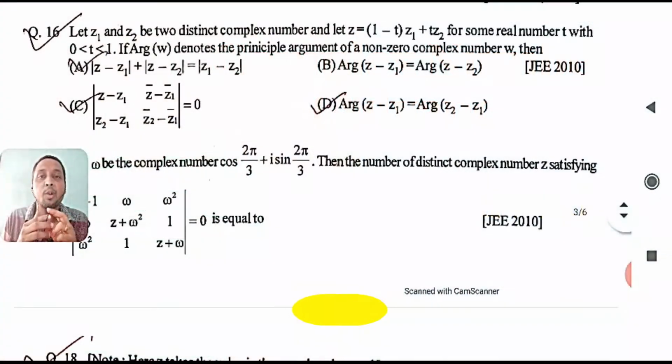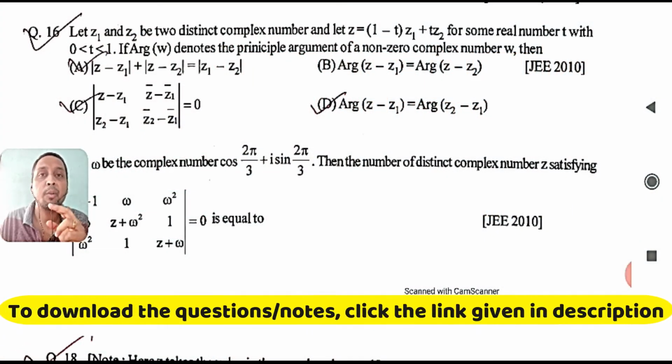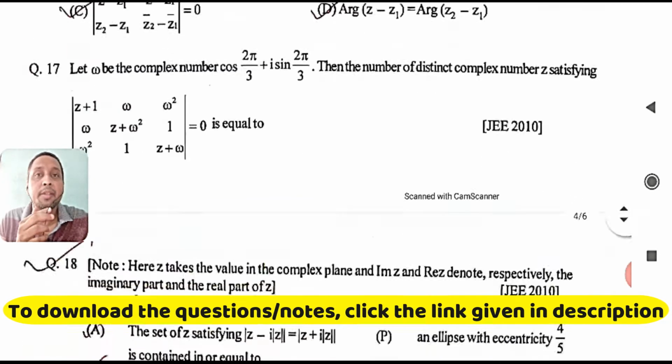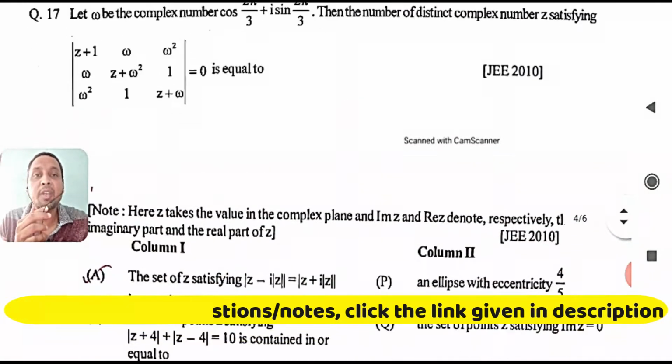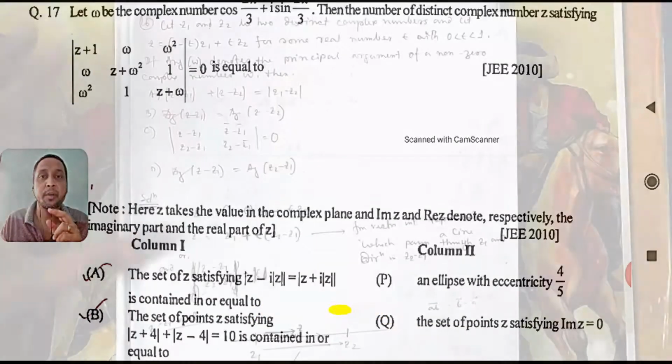Okay students, welcome you all to this new lecture in advanced level where we are solving previous year IIT JEE questions on complex numbers. So today we will be solving question number 16, 17 up to 18b. Okay, then let's try to solve these questions.